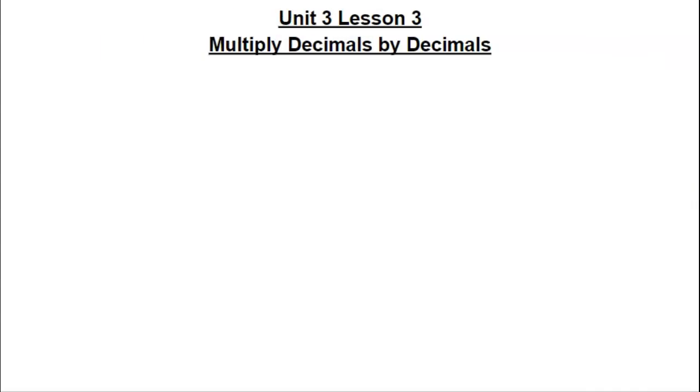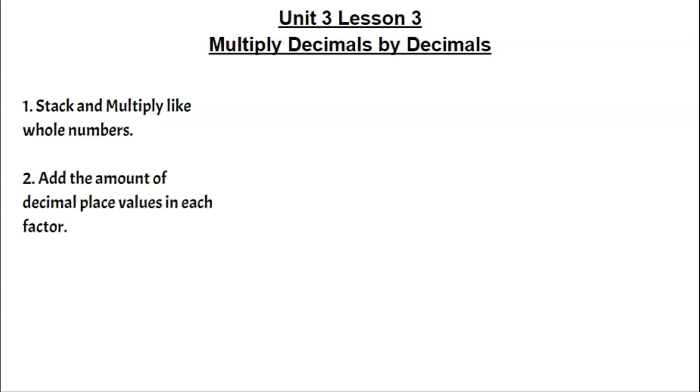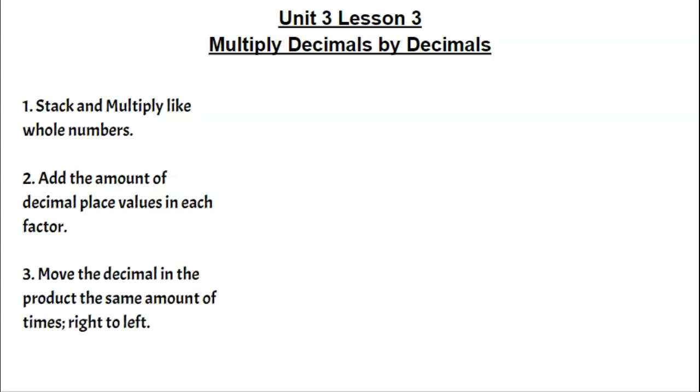Unit 3, Lesson 3, Multiply decimals by decimals. When we are multiplying decimals, we stack and multiply like whole numbers. This means we do not line up the decimals. We add the amount of decimal place values in each factor, and then move the decimal in the product the same amount of times right to left.